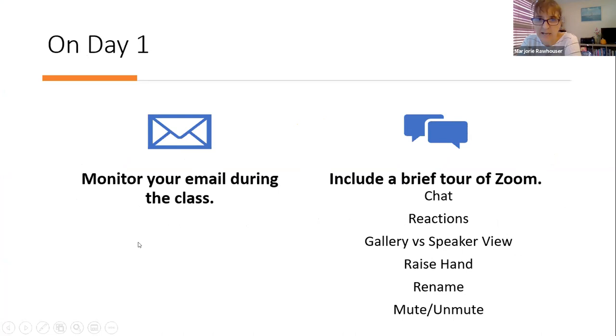Then I would say on day one, monitor your email during the class, because there's going to be at least one student who can't find the link or clicked the wrong link, because he clicked the link for his English class instead of his math class or something, and he's going to want to know how to get in. So have that up in another window and see if you can make sure students aren't lost.